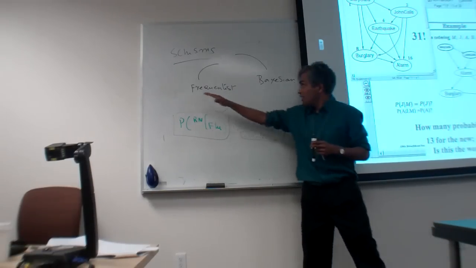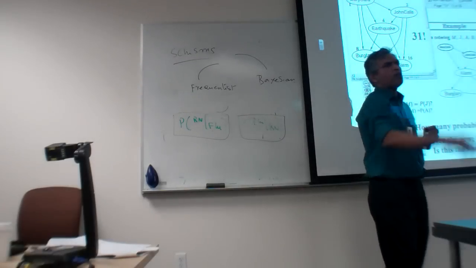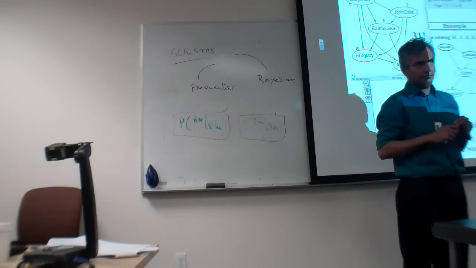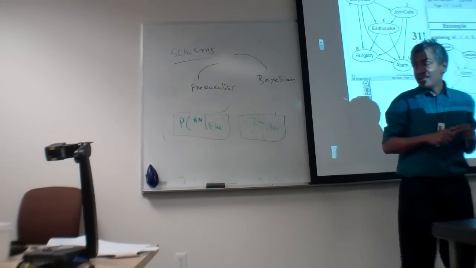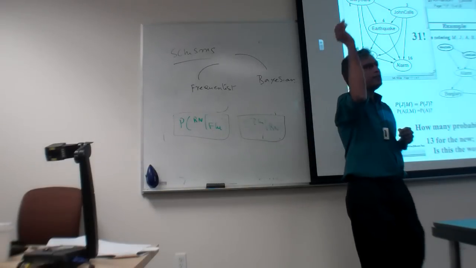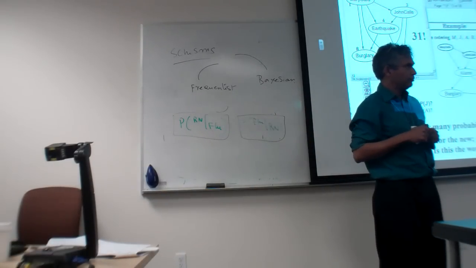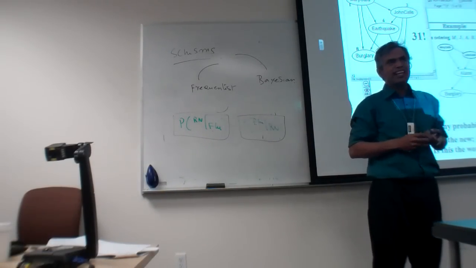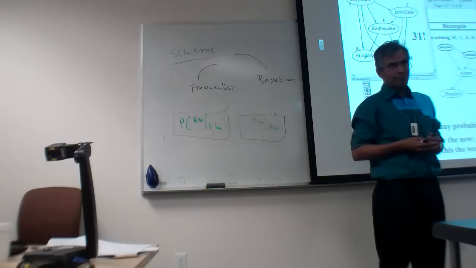In such cases, frequentists will say that's not part of probability theory. We shouldn't be talking about it. Bayesians will say, no, I'll make up a number. I'll give you a number.